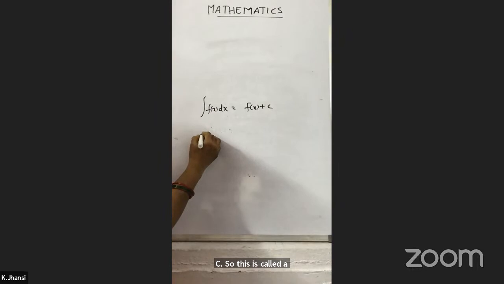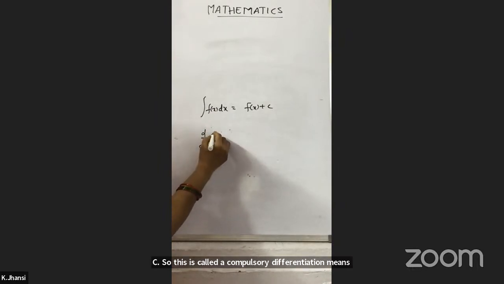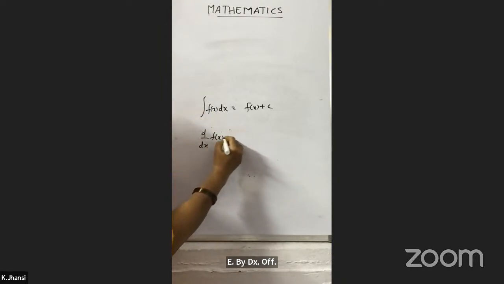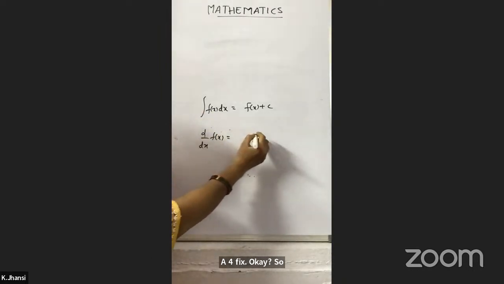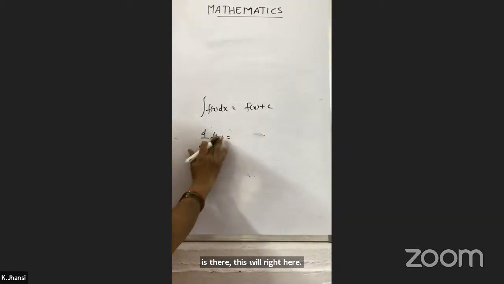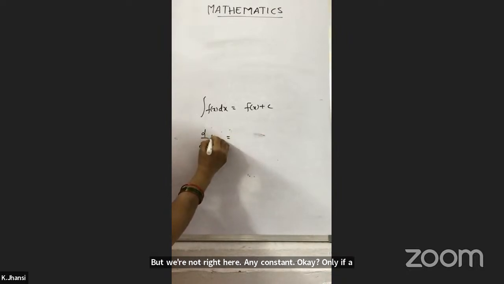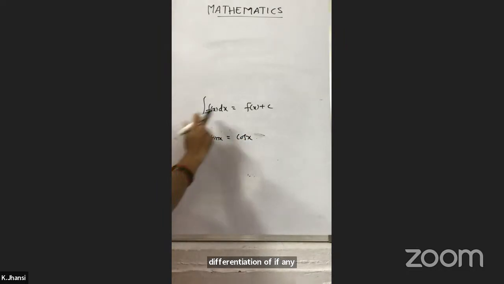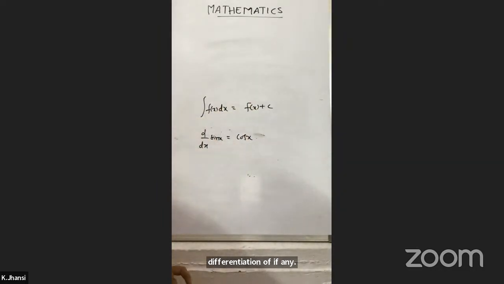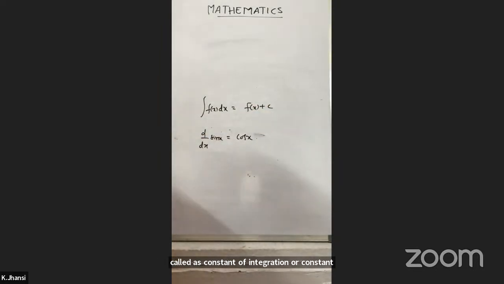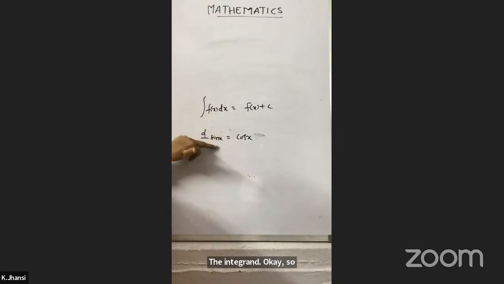Differentiation, you write like this, d by dx of f of x. Okay, if any function is there we'll write it here, but we'll not write any constant here. Okay, if the differentiation of sin x is there, it is cos x. Okay, in integration we'll represent it with plus c. It is called the constant of integration. Okay, so here integration and differentiation are interrelated to each other.